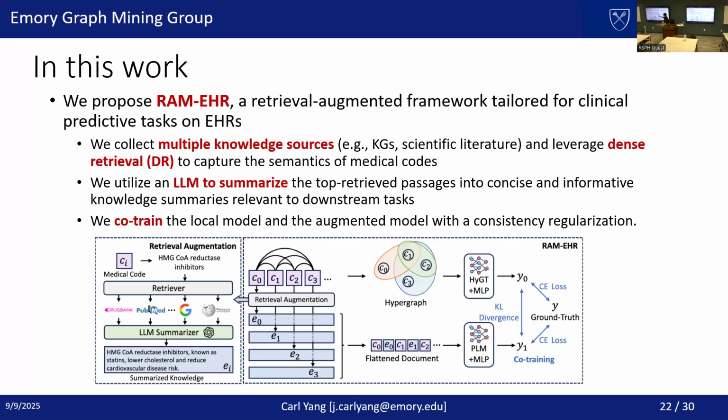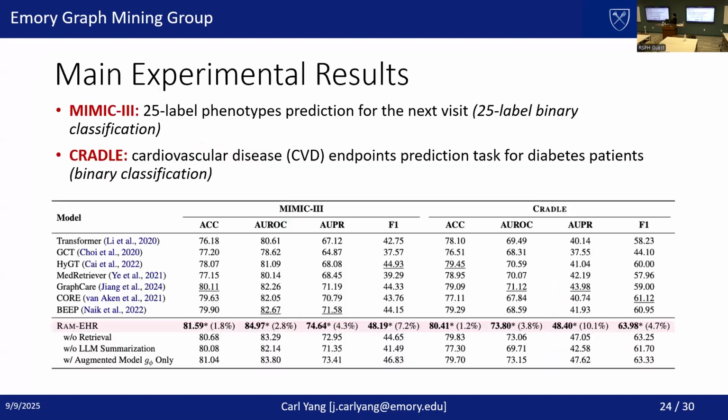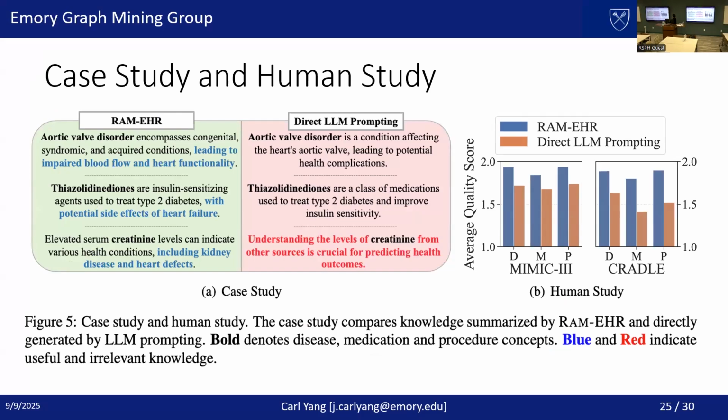Using two models, a hypergraph model and a text language-based model. We're doing co-training on these two and make a joint prediction. That was able to improve the performance, and we also did some annotations with our collaborators, just to show that the knowledge graph retrieval based summary for each risk factor is actually better than directly asking a language model to generate a summary for you.